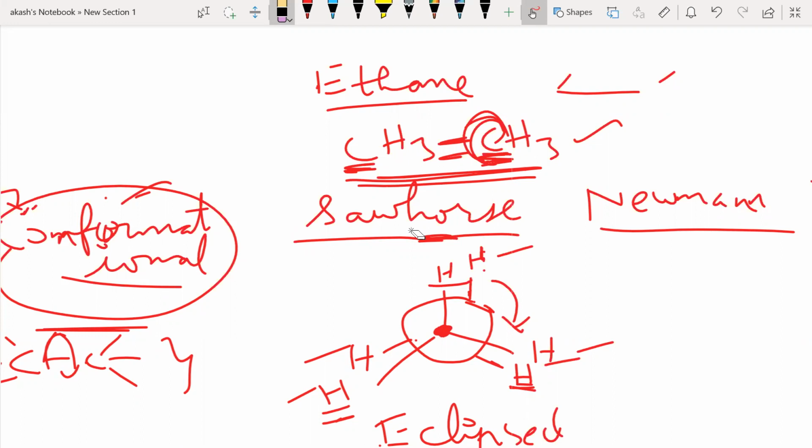Now, if I look at all the possible positions of these three hydrogen atoms, the inside hydrogen atoms, how many do you think I'll get? How many conformations do you think I'll get for all the possible points? How many points?